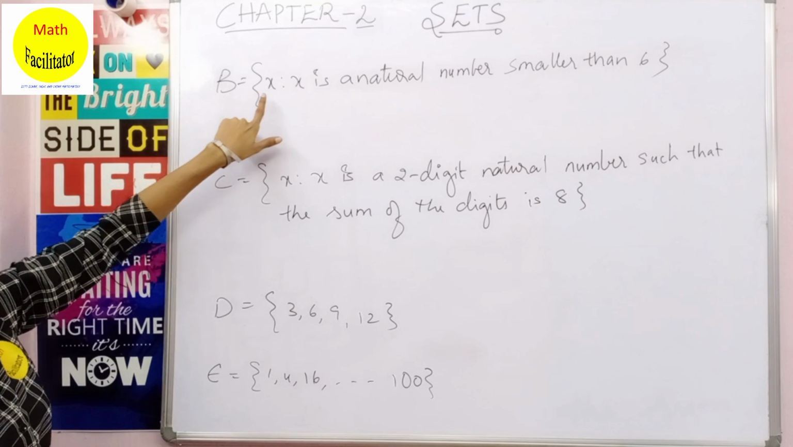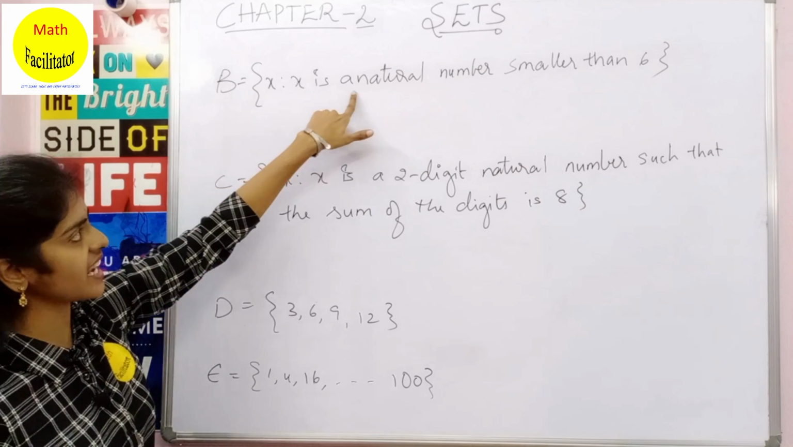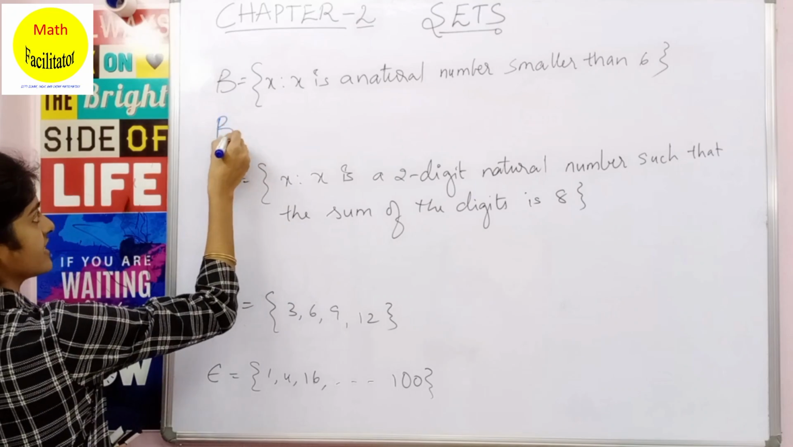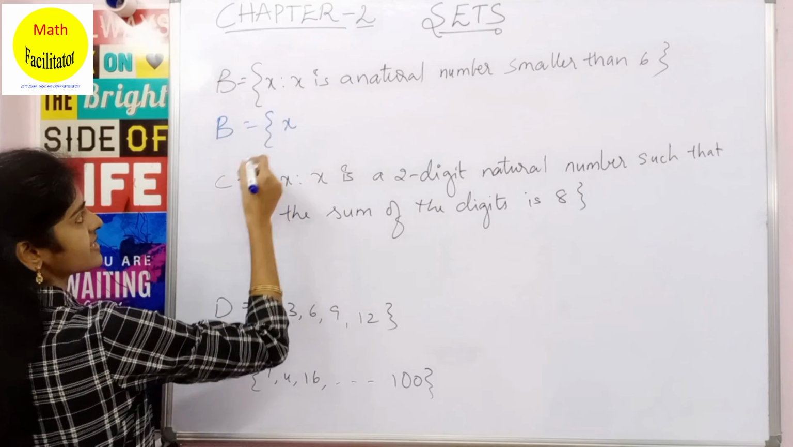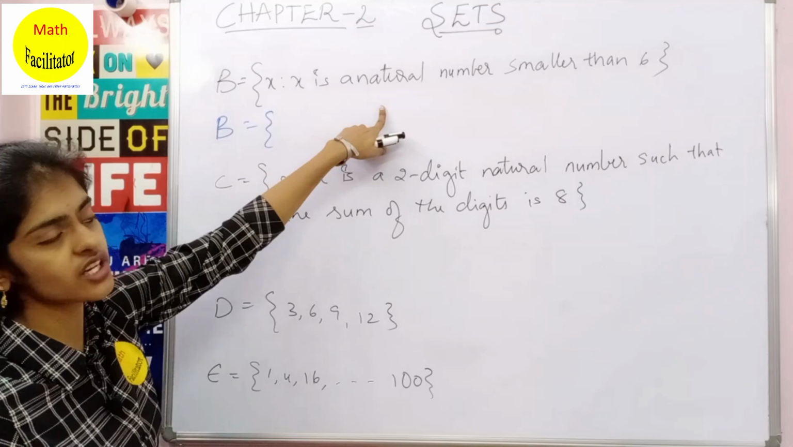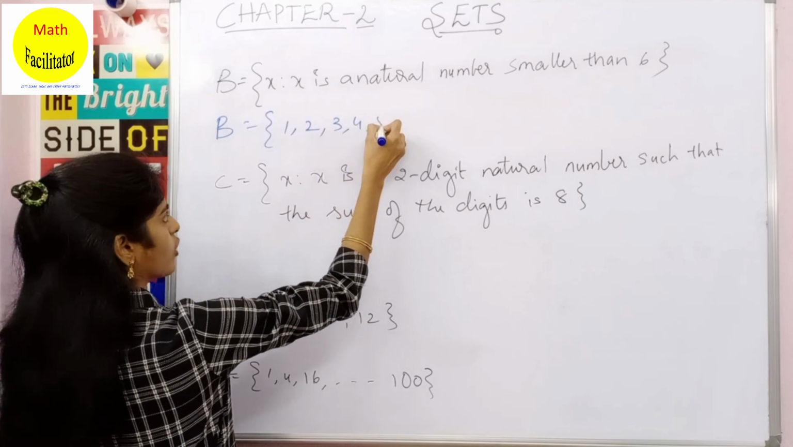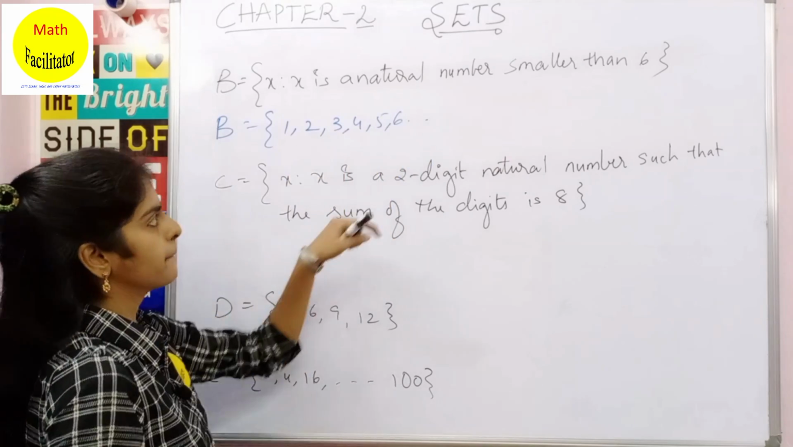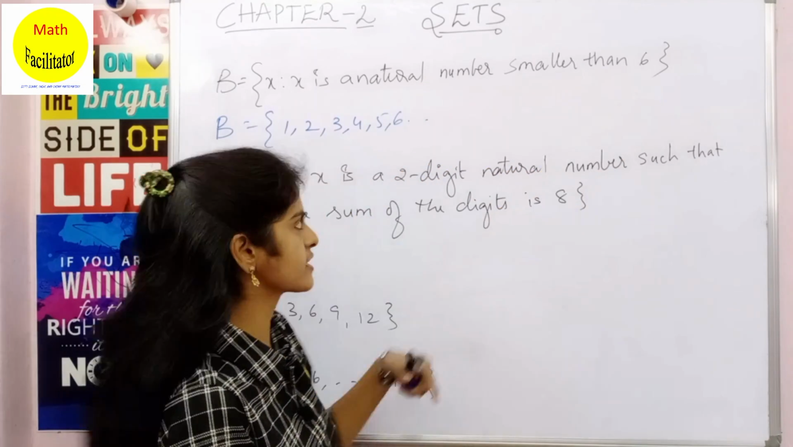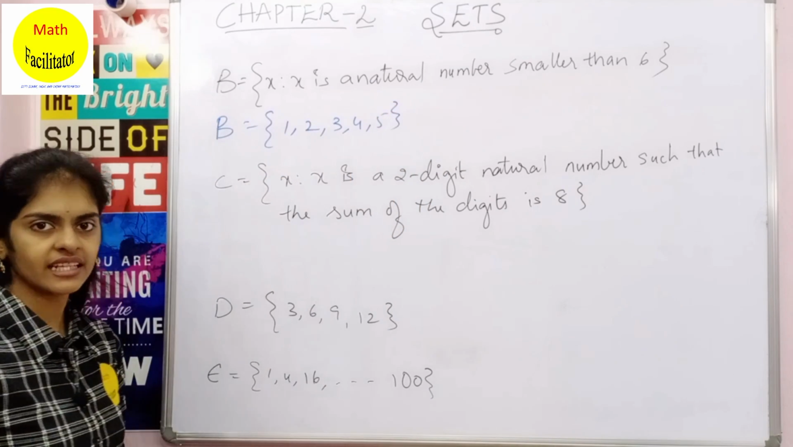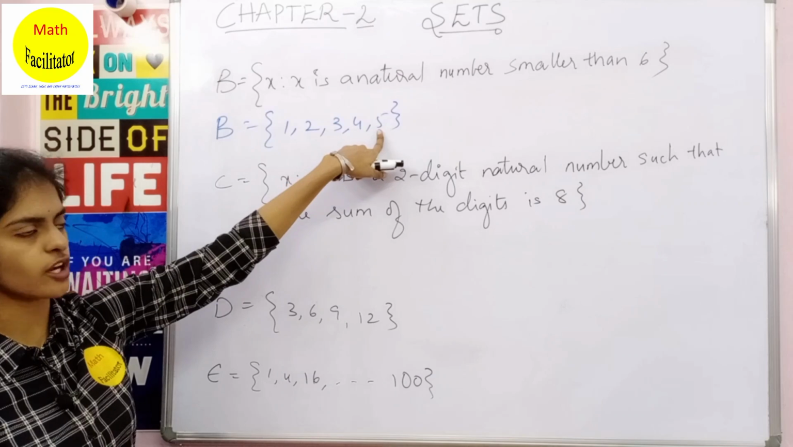So B is a set containing X such that X is a natural number smaller than 6. What is the roster form for this? B is equal to X such that X is a natural number. Natural numbers start from what? They start from 1, 2, 3, 4, 5, 6 and so on, but the number should be smaller than 6. Smaller than 6 means you have to stop at 5. Clear? Since 5 is smaller than 6, you will stop here.